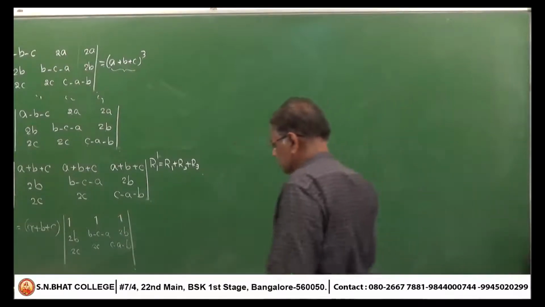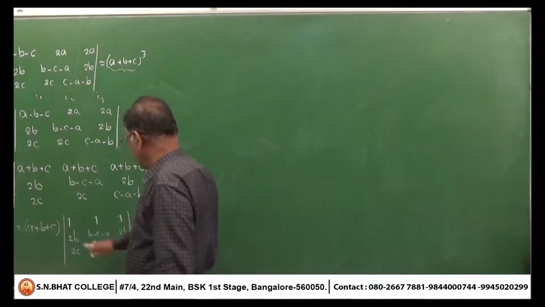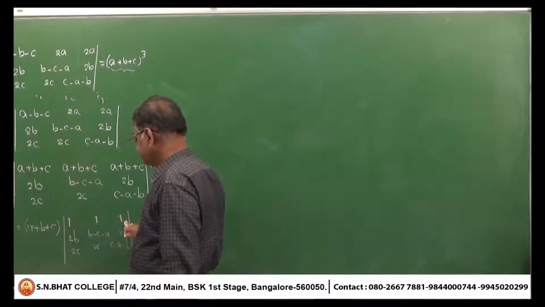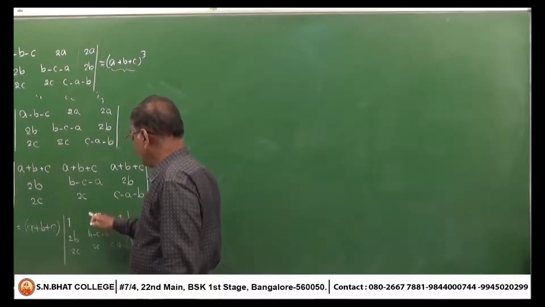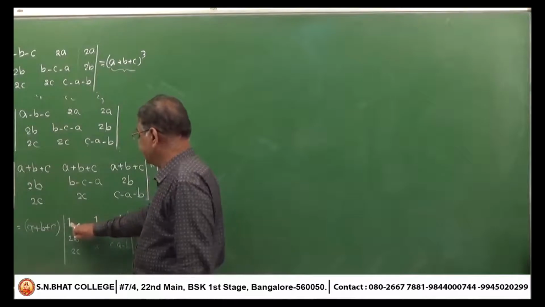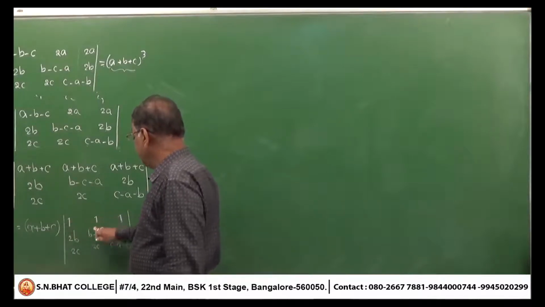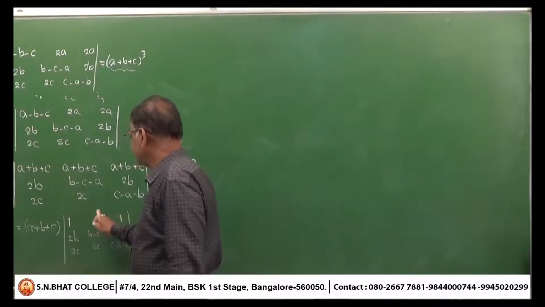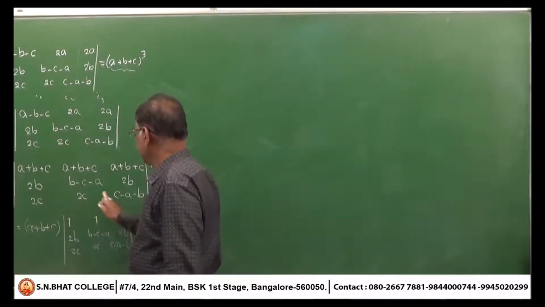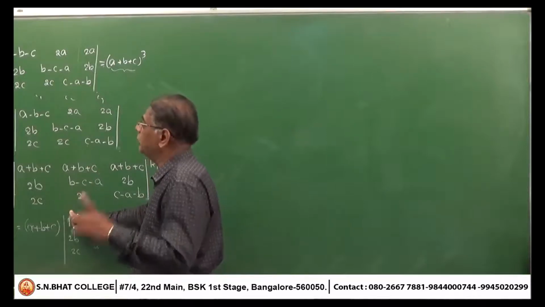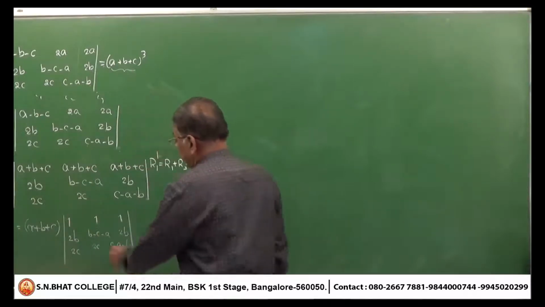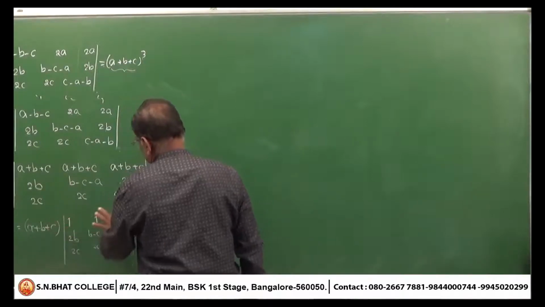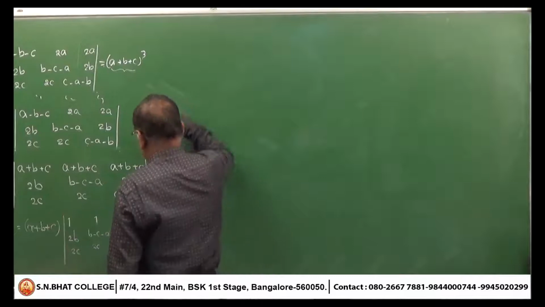See, in any row or any column, if all the elements are 1, 1, 1, you have to make any two of them 0. Don't touch the first column. To make these elements 0, you have to do the column operation. C2 dash is C2 minus C1, and C3 dash is C3 minus C1 only, not C2. I have to make these two elements 0.